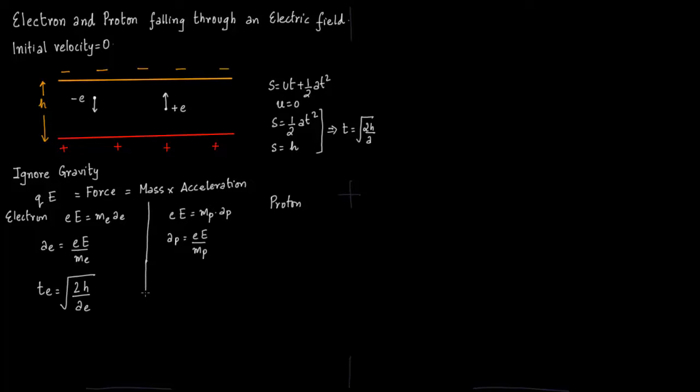So the time for the electron to travel is square root of 2h over the acceleration of the electron, and the time for the proton to travel is square root of 2 times h, that is the distance between the plates, divided by the acceleration of the proton. Notice that if the electron and proton were falling under gravity, then the time taken would be different. In that case, the time taken would be square root of 2h by g.